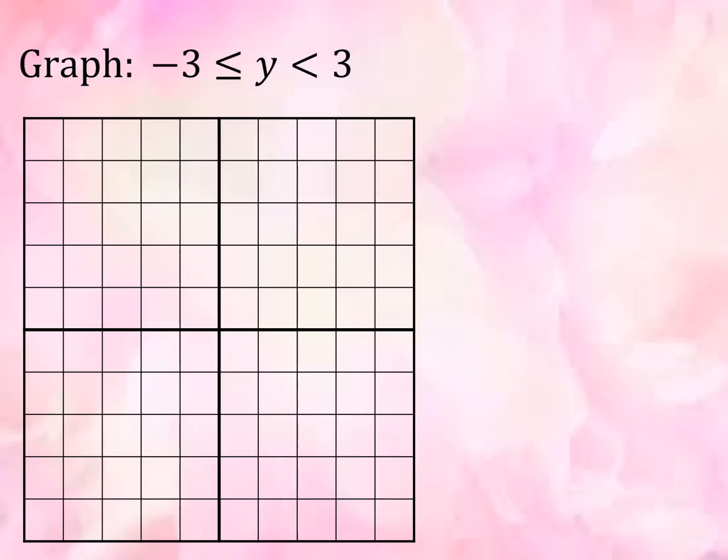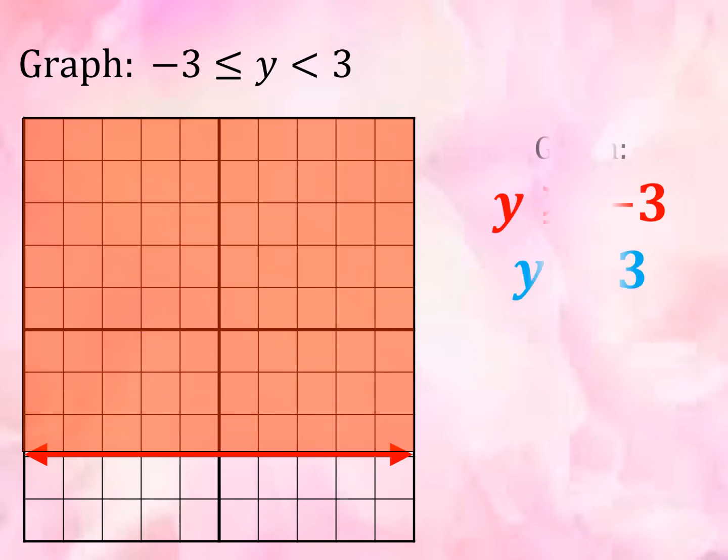Now let us have another one. Let us graph y is greater than or equal to -3, but less than 3. So the first thing we need to do is to graph y is greater than or equal to -3. So locate -3 and draw a solid line. So from here, we are going to shade, or the direction of the shading is going up. So that is y greater than or equal to -3.